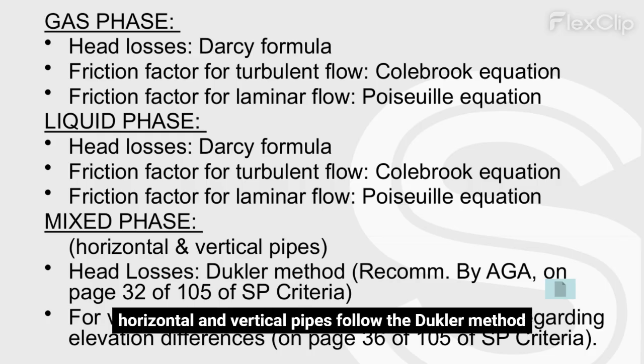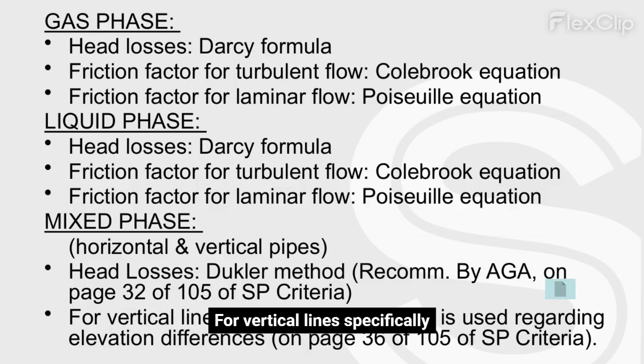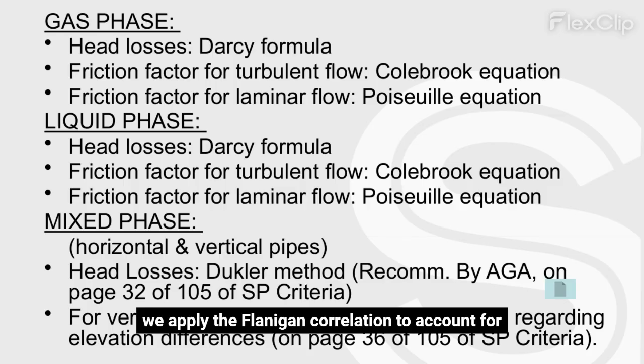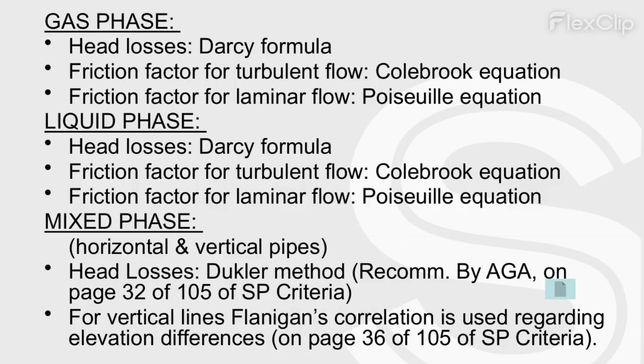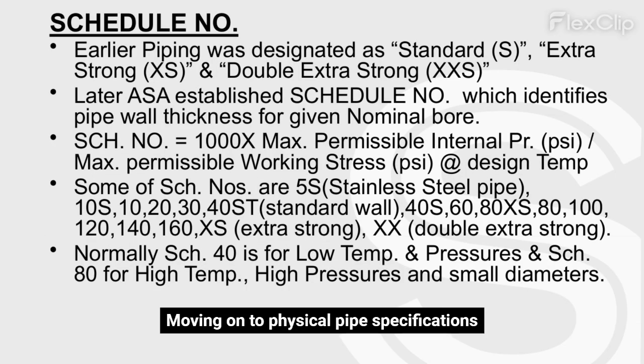For mixed-phase, horizontal and vertical pipes follow the Duckler method, as recommended by AGA and Snam-Progetti criteria. For vertical lines specifically, we apply the Flanagan correlation to account for elevation changes and hydrostatic head. Moving on to physical pipe specifications, let's discuss schedule numbers.